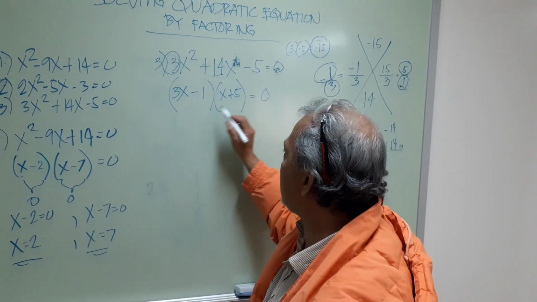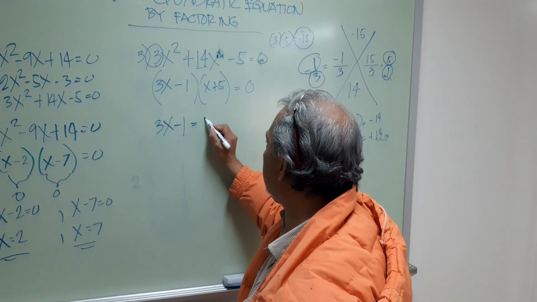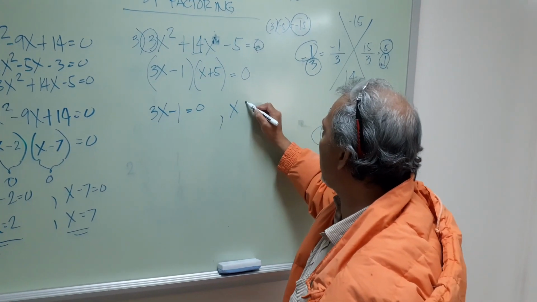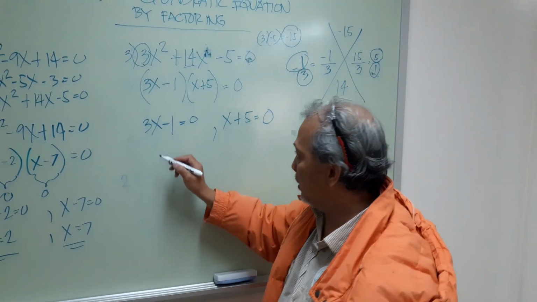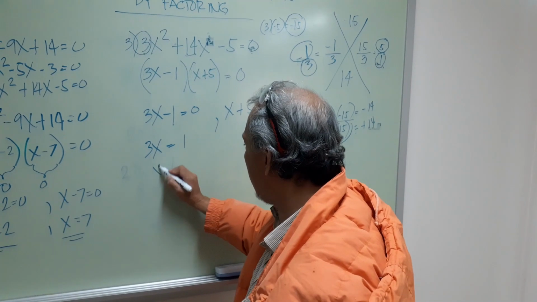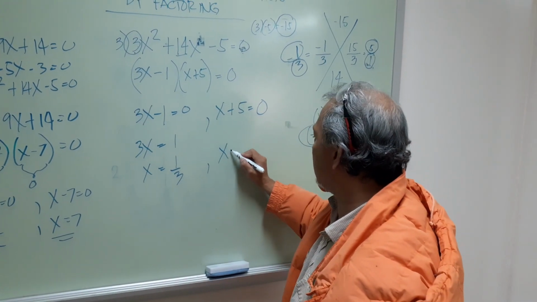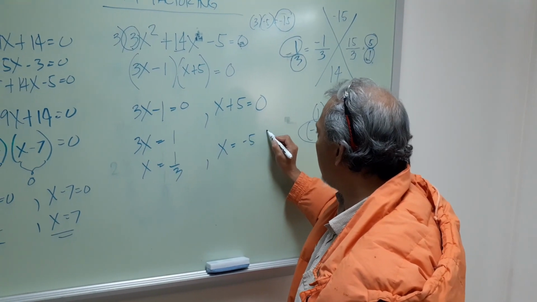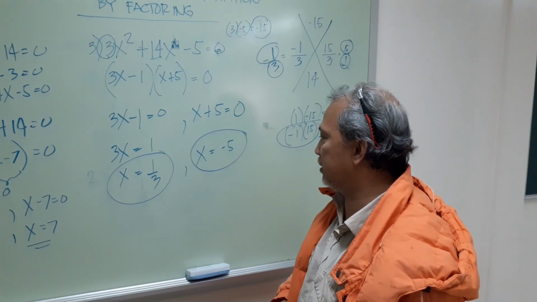So let's equate this to 0. So 3x minus 1 equals to 0, and x plus 5 equals to 0. So 3x equals to 1, and x is equal to 1/3, and x is equal to negative 5. So these are the values of our x.